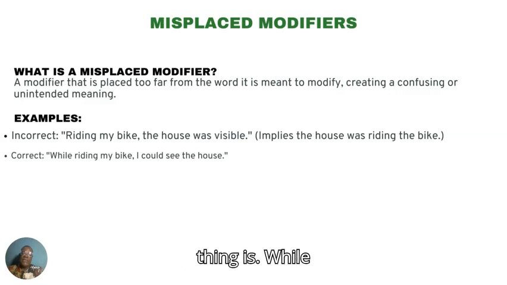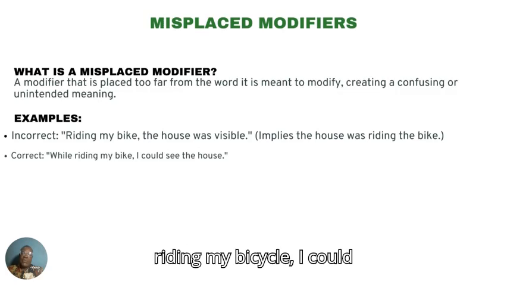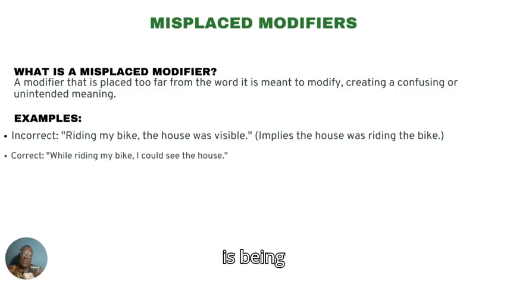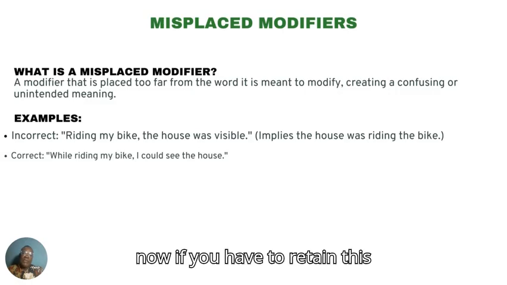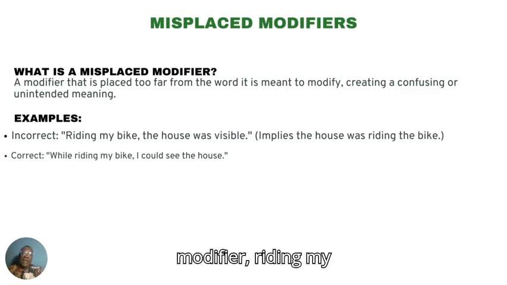Now, the correct thing is, while riding my bicycle, I could see the house, because it is I who is being referred to as one who saw the house, you know. Now, if you have to retain this modifier: riding my bike, I saw the house. Or, while riding my bike, I could see the house. Okay?